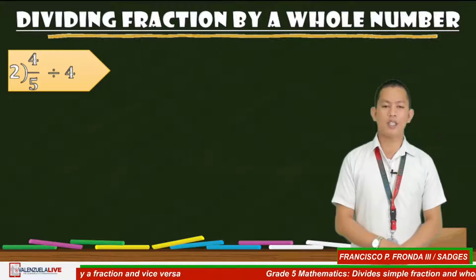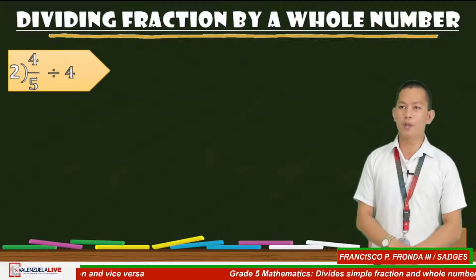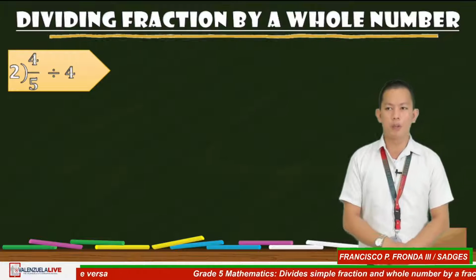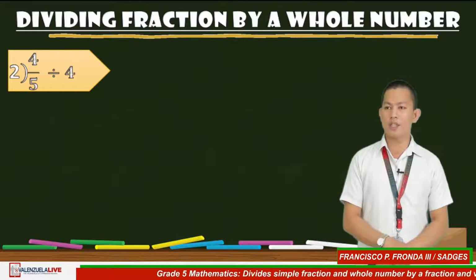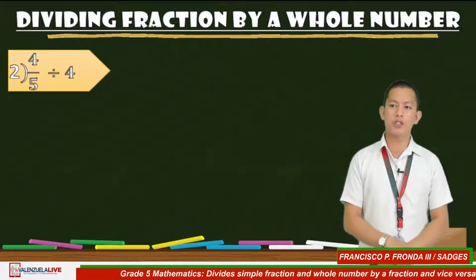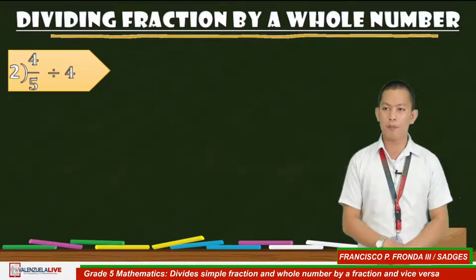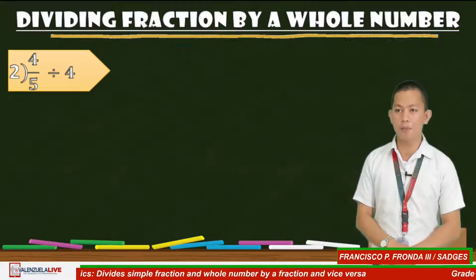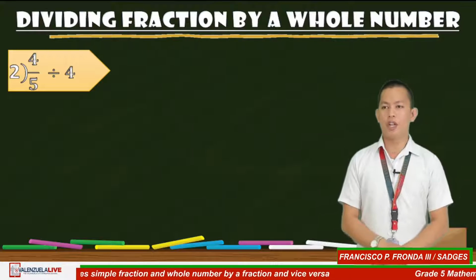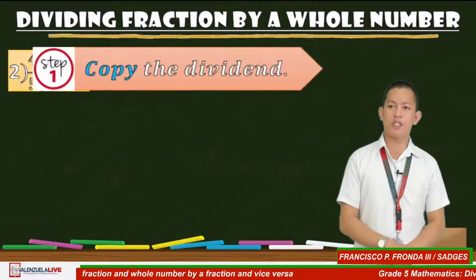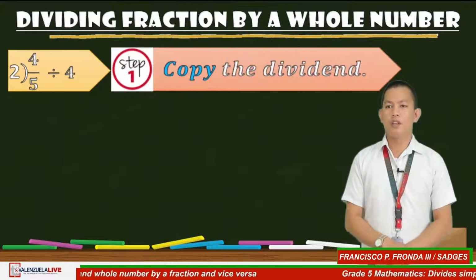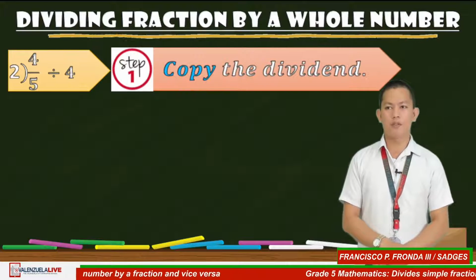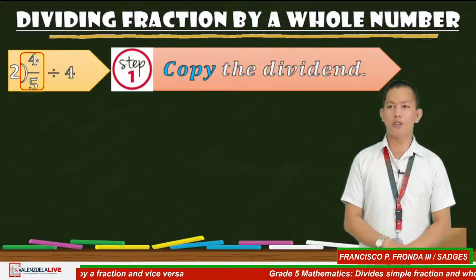Let's have another example. This time, we're going to divide a fraction by a whole number. As you can see in our example number 2, we have the fraction 4/5, and then a whole number 4. So, 4/5 divided by 4. Let's proceed to step number 1. You just copy the dividend. Our dividend is 4/5.